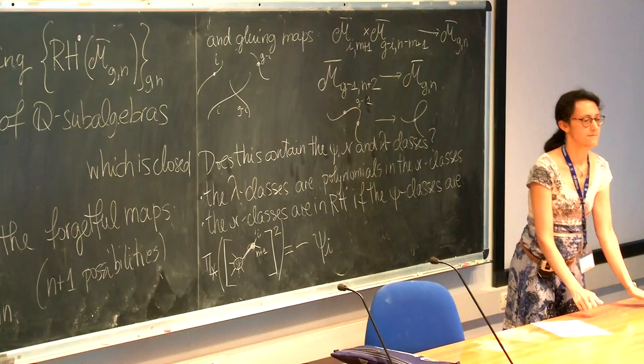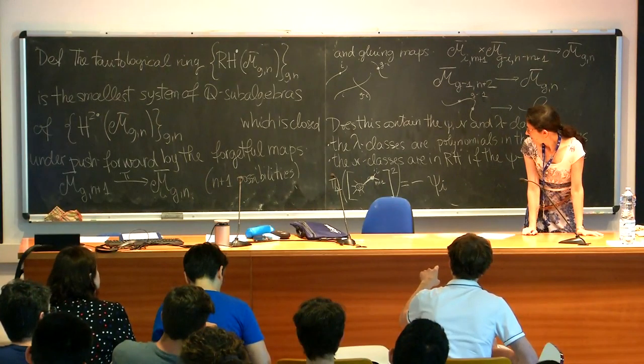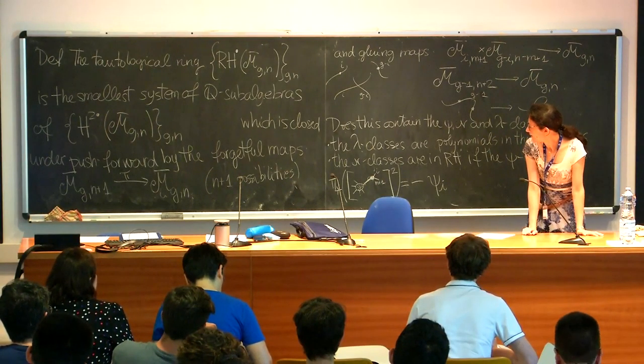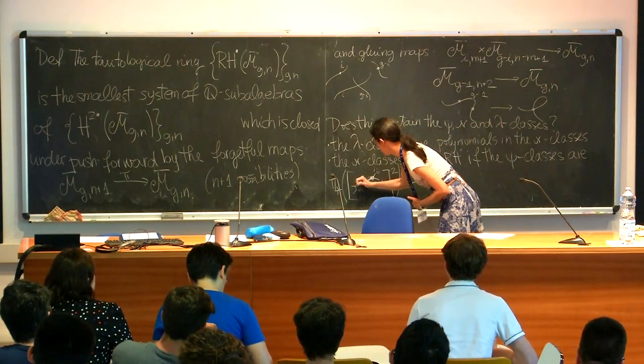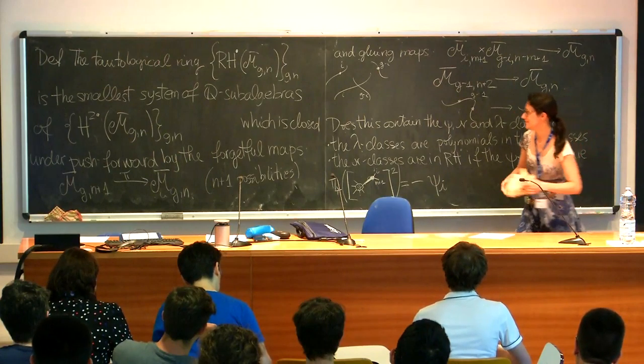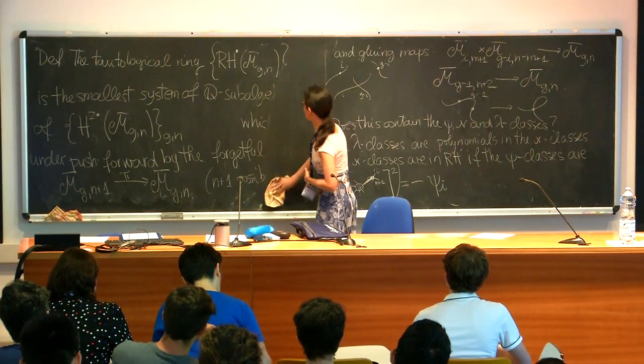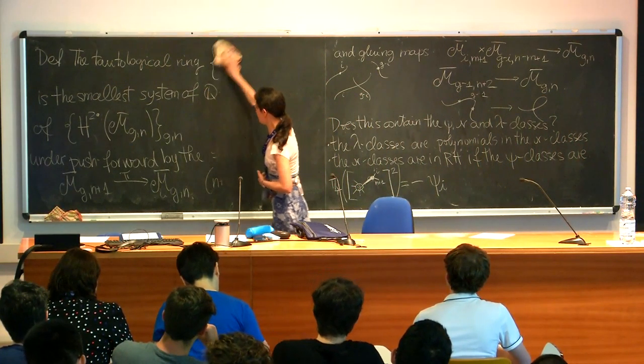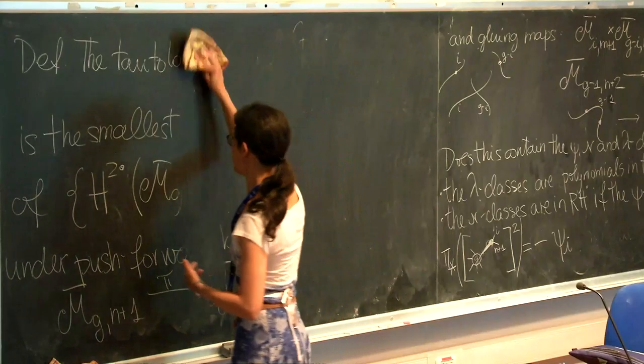Yeah? How do you think of the psi classes as small loops near vertices? Oh, they are not small loops near vertices. Yeah, let me try to make this picture a little bit bigger.